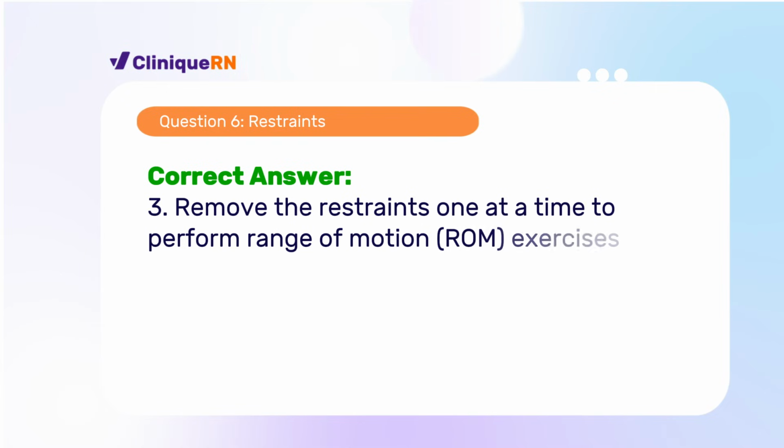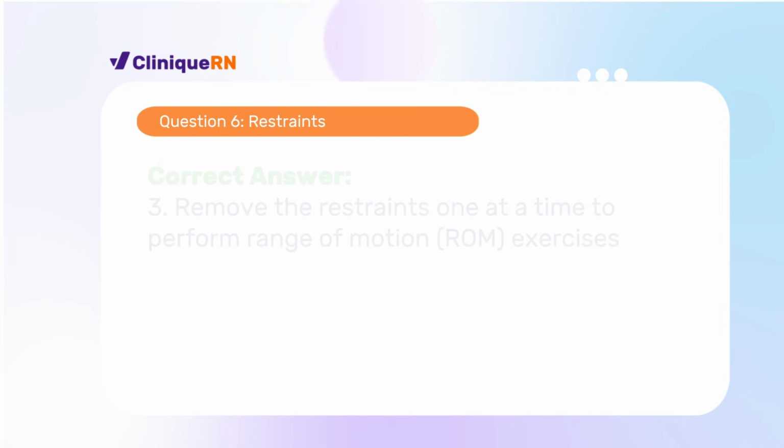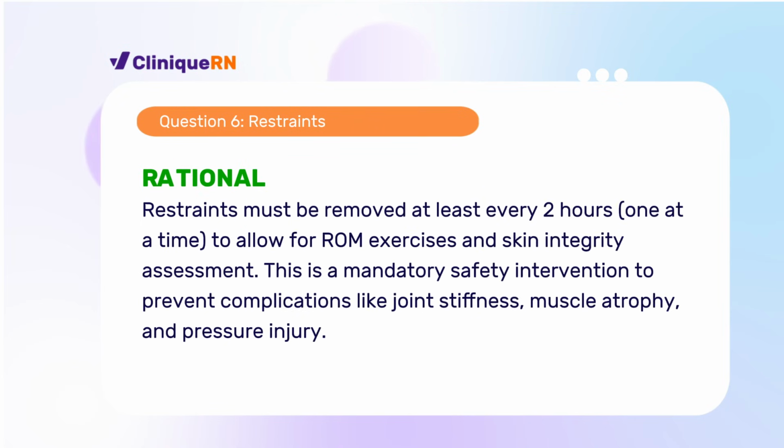The correct answer is 3. Remove the restraints one at a time to perform range of motion, ROM, exercises. Rationale: restraints must be removed at least every 2 hours, one at a time, to allow for ROM exercises and skin integrity assessment. This is a mandatory safety intervention to prevent complications like joint stiffness, muscle atrophy, and pressure injury.